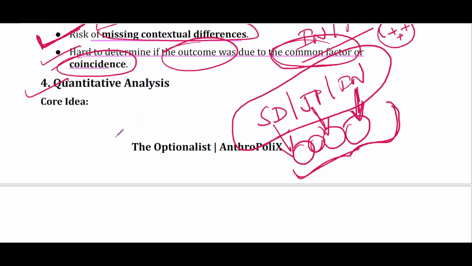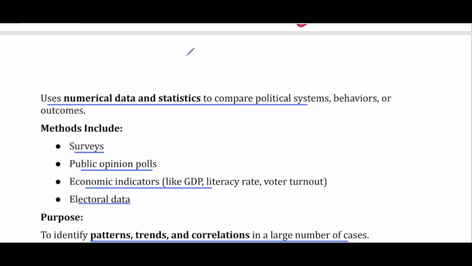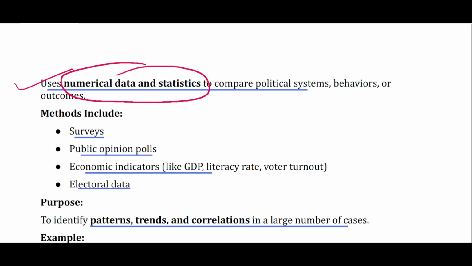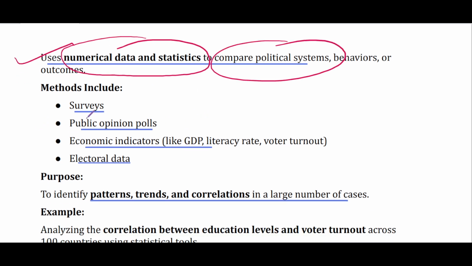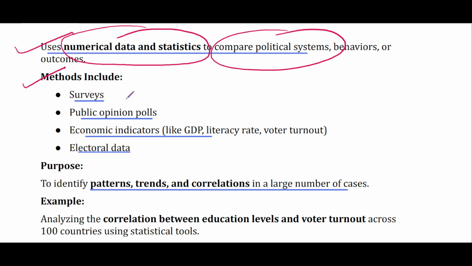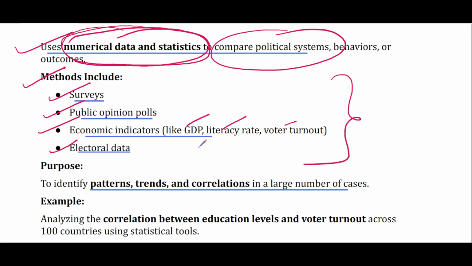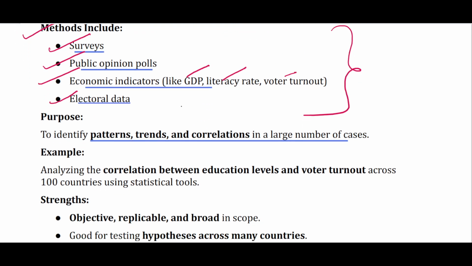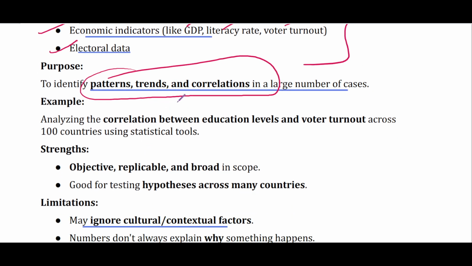फिर जो fourth method है the quantitative analysis. So this uses numerical data and statistics to compare political systems. So यहाँ पे quantitative जैसे नाम है, it is about the mathematical study. In simple terms, a statistical study using surveys, opinion polls, economic indicators, like जितने भी statistical data है, GDP, literacy rate, voter turnout, electoral data, all statistical mathematical data, they are studied to look for patterns, trends and correlations, patterns, similarities and differences.